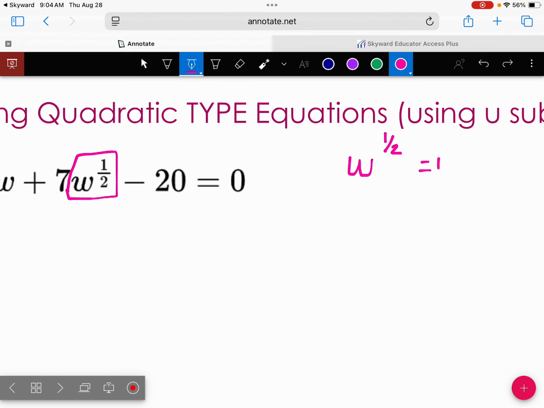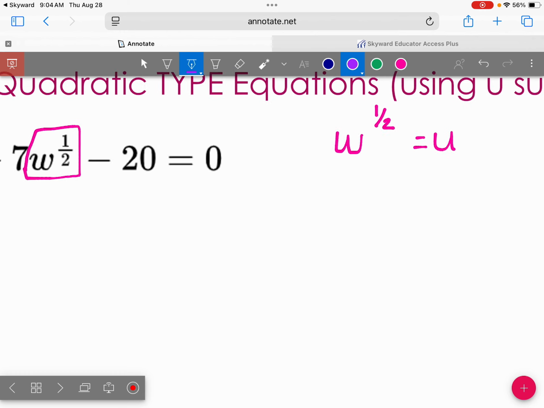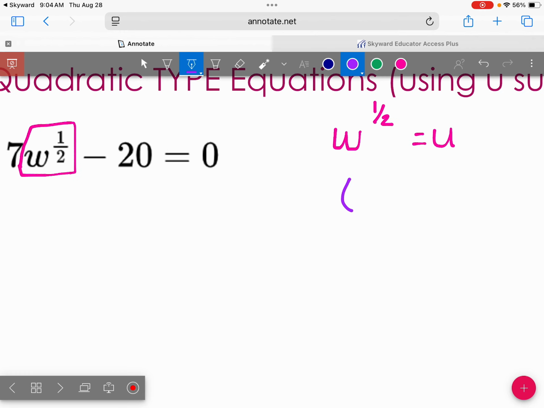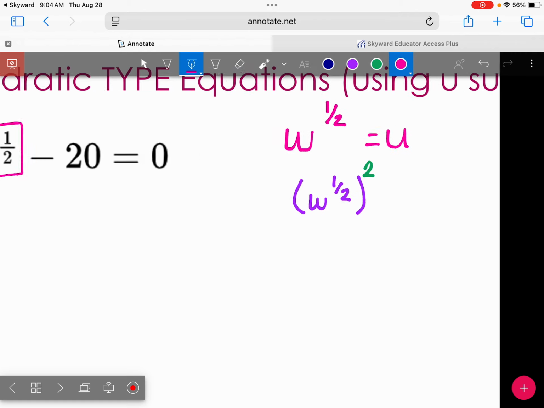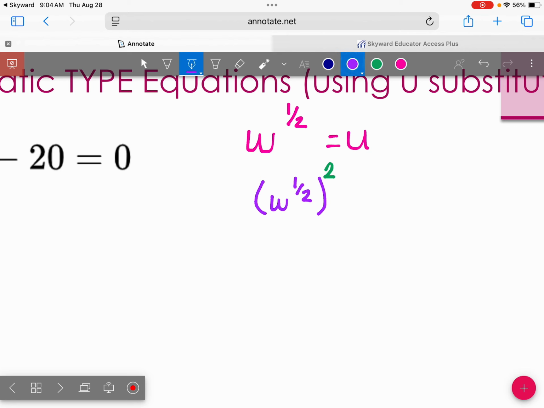I'm going to redraw that u because that u looked weird. There we go. And then what I'd really like to happen, and this should happen when we have a quadratic type, is if I take my w to the 1/2 and I square it, because that would be our u squared, what happens when we have w to the 1/2 squared? What do we get? W. And that is exactly what we got from our u term that was squared.